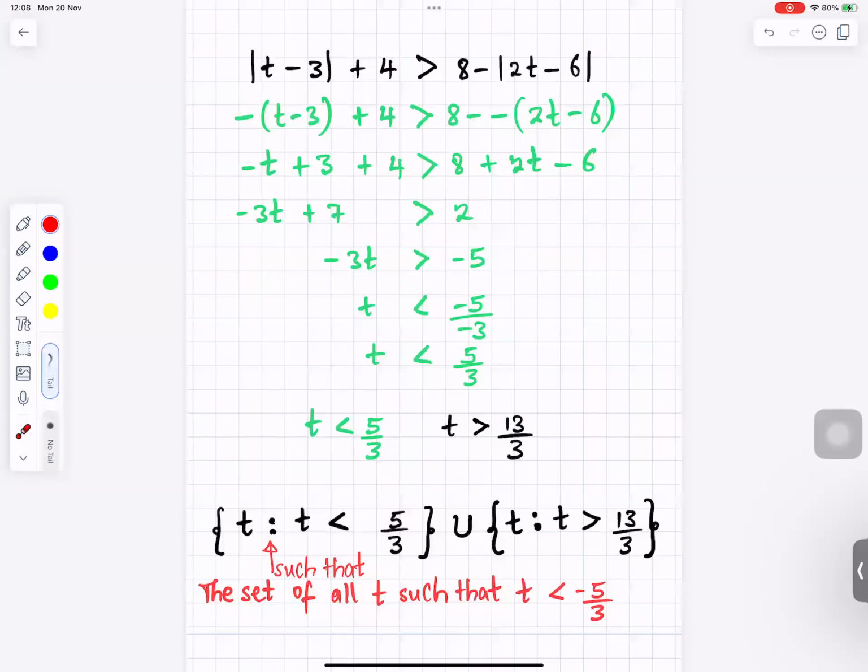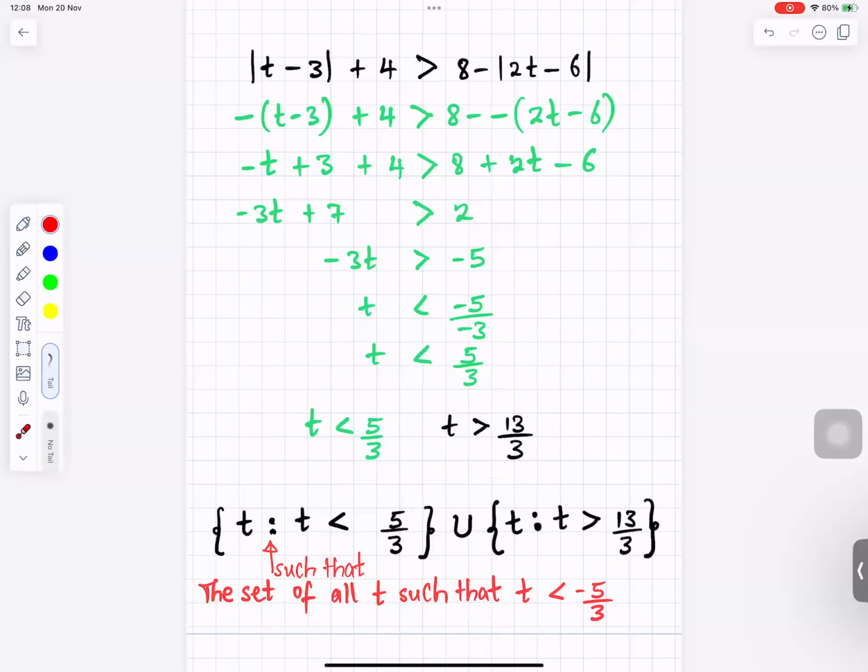When we do it for the negative, we put minus there, and minus there. Remove the bracket, this will be minus t, and then this will become plus 3. This minus and minus will make plus, so it will become plus 2t, and then minus 6. Solve that inequality, you get t is less than 5 over 3. We change the sign because when you divide by a negative, you reverse the sign. So t is less than 5 over 3 and t is greater than 13 over 3.